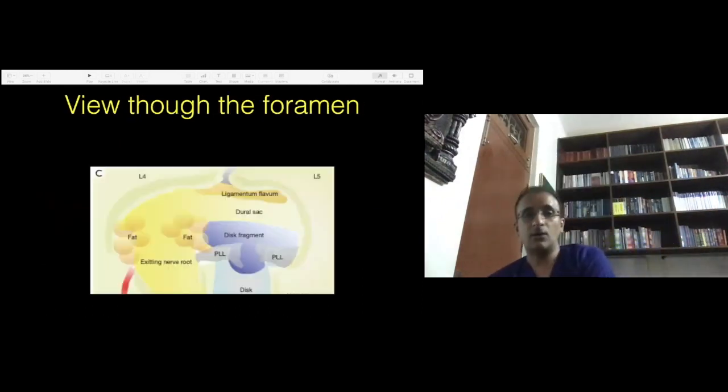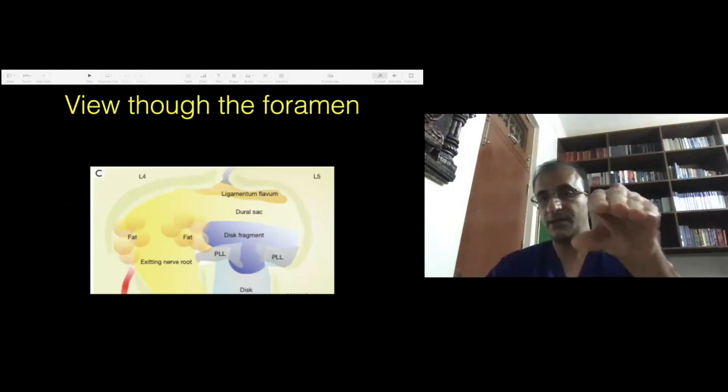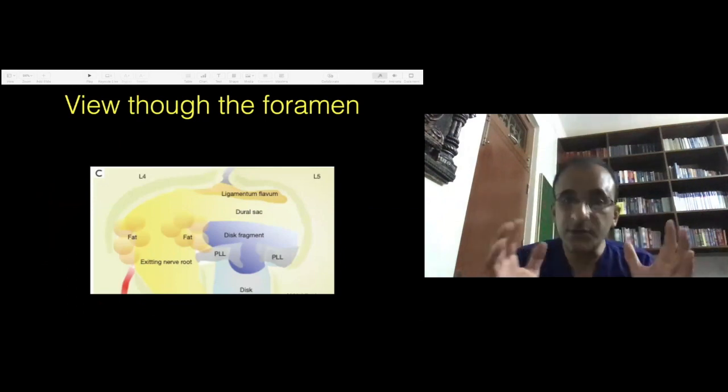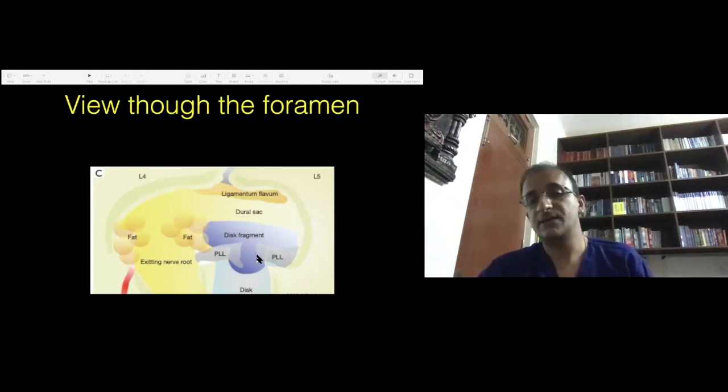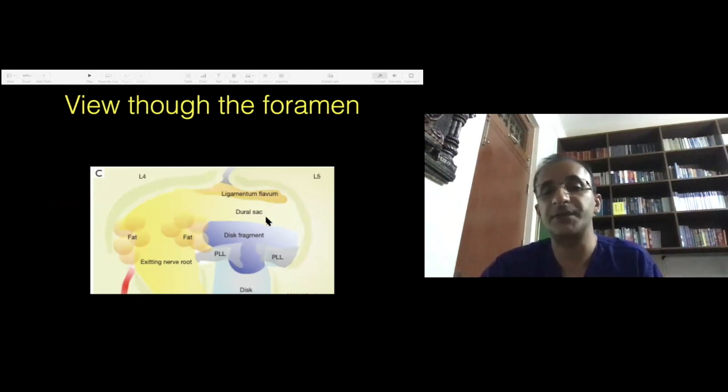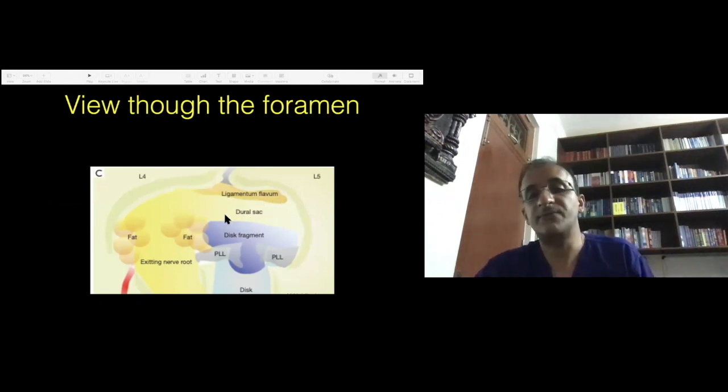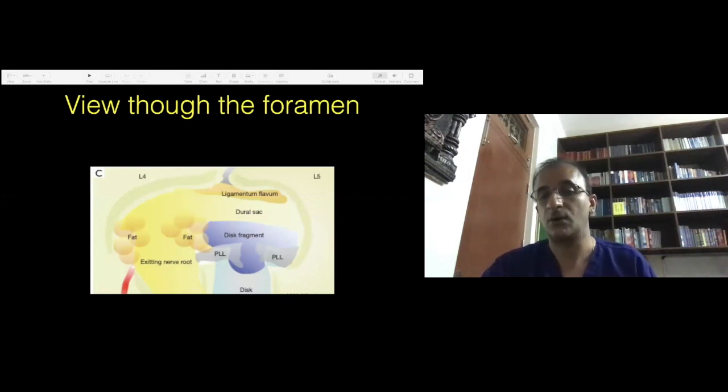Now let's see, you have already put in the endoscope and what you will see. I've already told you that inferiorly you will have the disc. Then you will have disc and annulus, posterior longitudinal ligament, you may find the disc fragment, dura, and ligamentum flavum on top, a little bit of fat and the exiting nerve root to the left. On the right, you will have the pedicle.